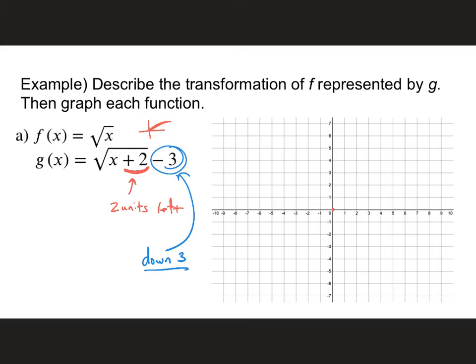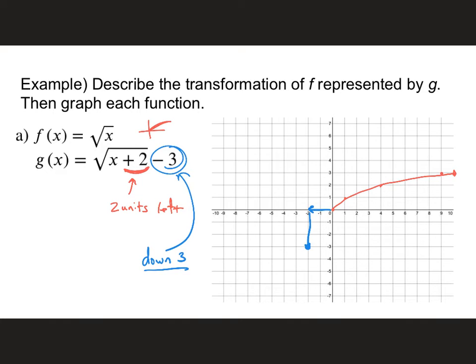Hold on, let me graph the original function. 0, 0; 1, 1; 4, 2; 9, 3. And each one of these points is going to be moved left 2 units and then down 3 units. So this point here at the origin 0, 0 is going to move left 2 and down 3. So it's going to go right here at the point -2, -3.